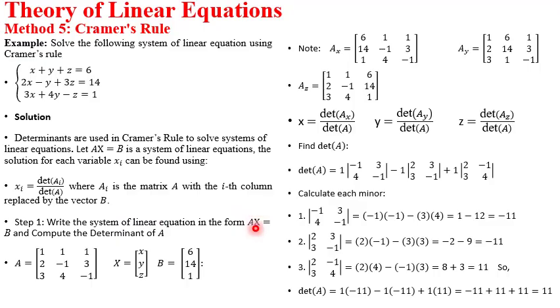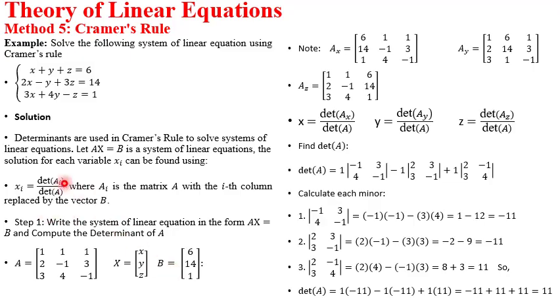Of course, for the variable elements, the three variables we've got are x, y, z, and the elements, the constant values, are represented by this vector b: 6, 14, and 1. Now it is important to also, because that is what Cramer's rule is all about.